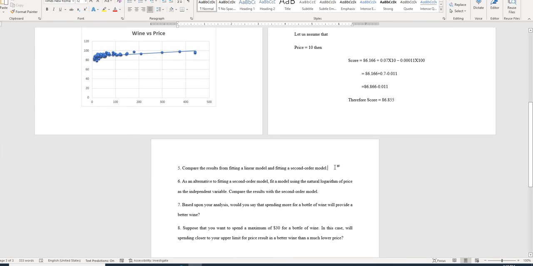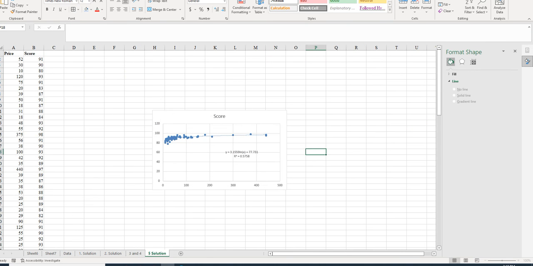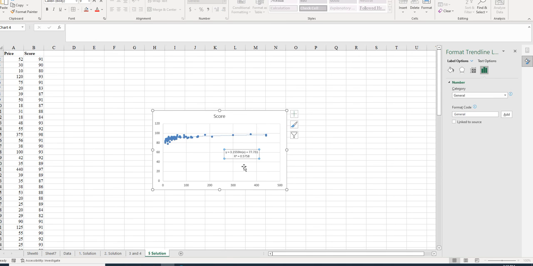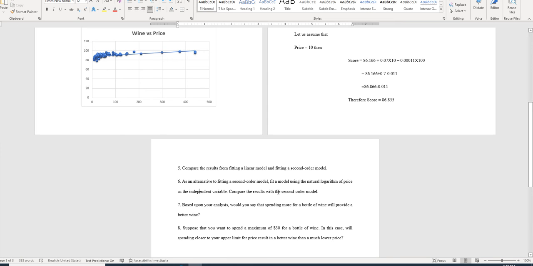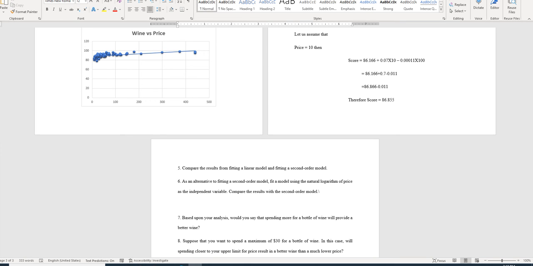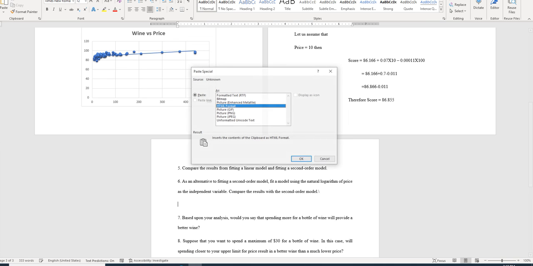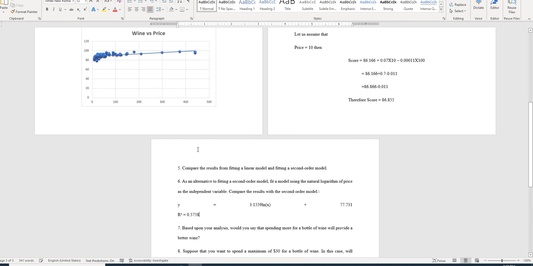Okay, we write about it and we conclude the fifth statement. Then as an alternative to fitting a second order model, fit a model using natural logarithm. Okay, the natural logarithm is created using a scatter plot. So here it is created, and we have created an equation. You can copy this equation and paste it here. Let's just use this one, unformatted text.